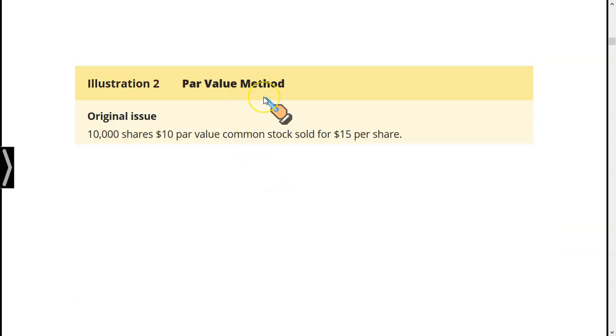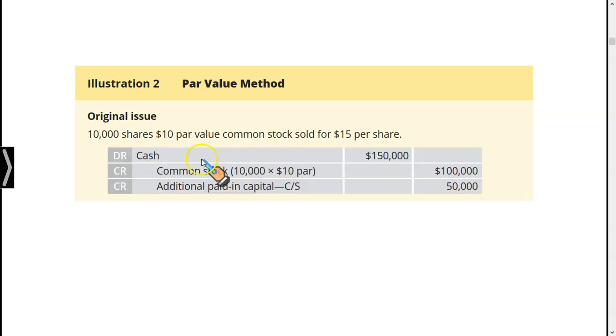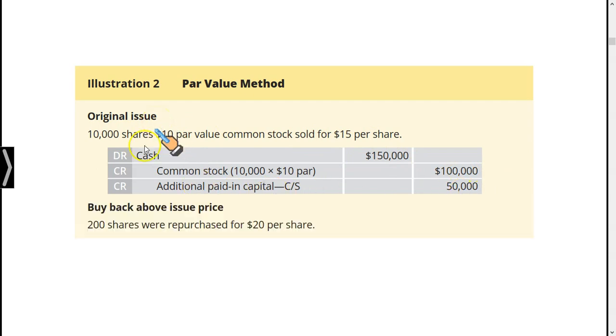This is now the par value method, which is only prevalent 5% of the time. Very few issuers use this method. The original issue is that we sell 10,000 shares of 10 par value common stock at 15 per share. Clearly, the entry is the same as we saw previously. We debit cash, credit common stock with par and credit additional paid-in capital with the differential. Let me show you. Debit cash 15 times 10,000. Credit common stock 10 times 10,000, and the differential between 15 and 10, $5 per share, 50,000 enters additional paid-in capital. So this is the original issue.